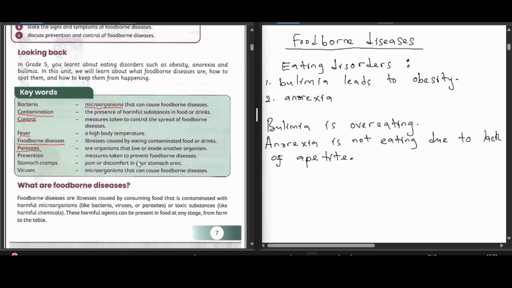An organism that lives inside another organism.